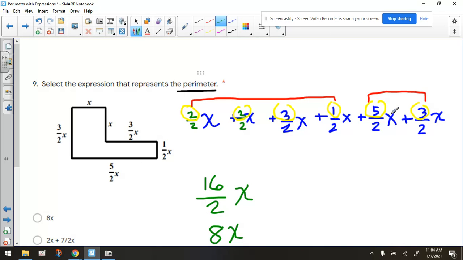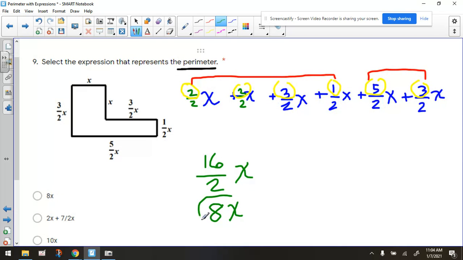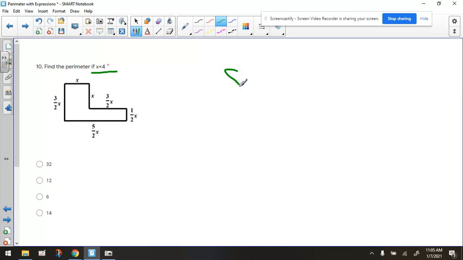So what you should always do anytime you see these types of problems is take the simplified version, because remember, this green expression is equivalent to the blue expression that we originally wrote just a few moments ago. They're equivalent. So if they're equivalent, then for any value of x that we substitute in, we would get the same answer for the two different expressions. So for question number 10, we're going to use the simplified version of the expression, 8x.